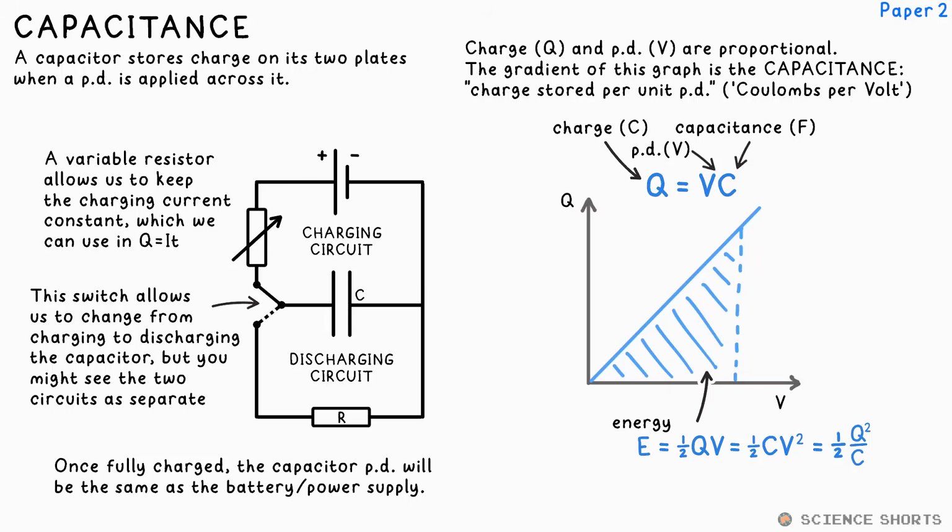As the current will start high and fall to zero if we just hook up the capacitor to a battery, we need a variable resistor that we're constantly changing in order to keep the current constant. Once fully charged, the PD across the capacitor will be the same as that of the battery. It's worth remembering that before this point, the rest of the PD from the battery will be taken up by the resistor in the circuit.